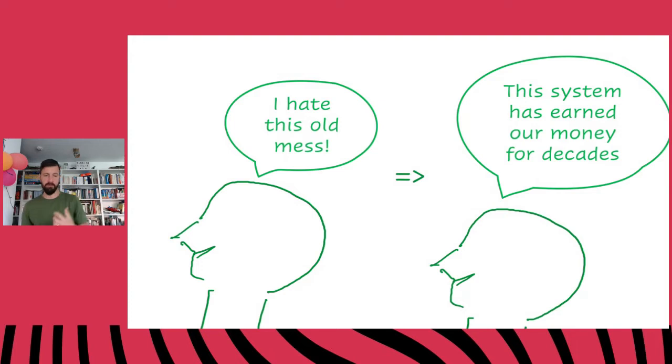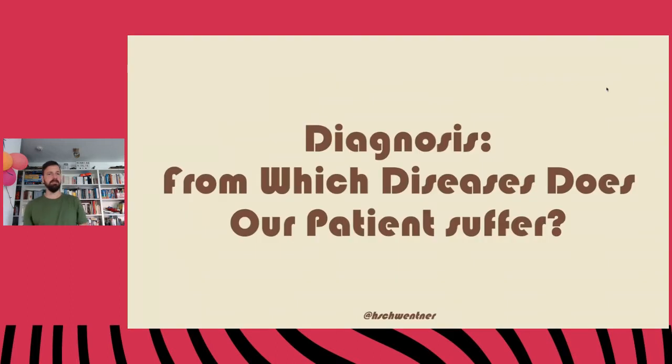We want to support their work. And to get this treasure out of the old system, the first thing to do is we have to find out what is the problem of our system. So if we think about our system as a patient, then we first have to find out, we as doctors, what are the diseases that our patient suffers from.